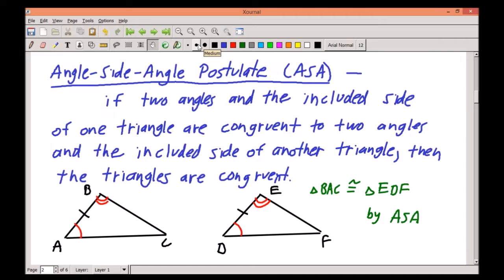If you look at the 2 triangles there, you see triangle ABC and triangle DEF. I've marked angle A and angle D as congruent. I've marked angle B and angle E as congruent. And I've marked the included side AB as congruent to the other included side DE. So we have angle, side, angle in the first triangle, angle, side, angle in the second triangle. And so we can draw the conclusion that these 2 triangles are congruent by angle, side, angle.